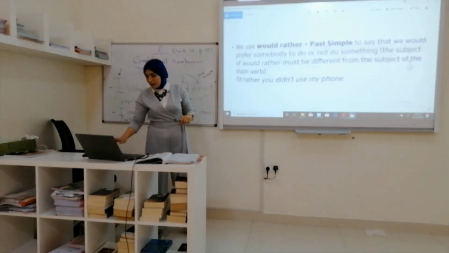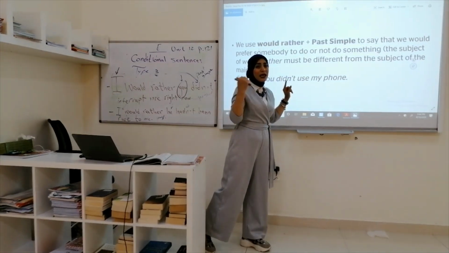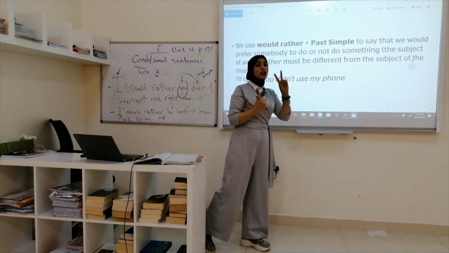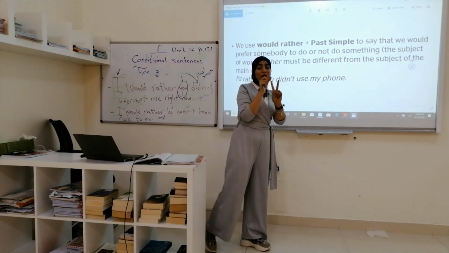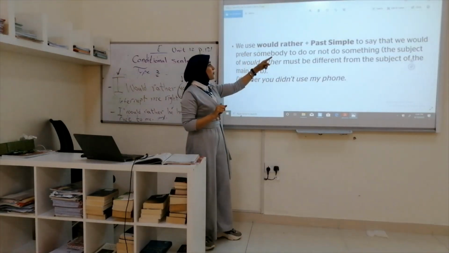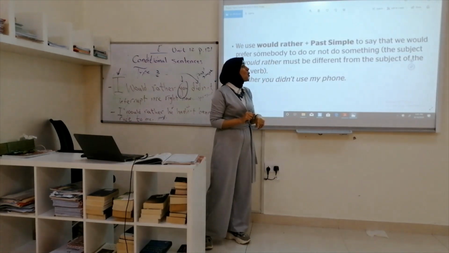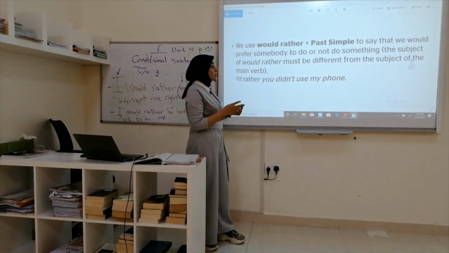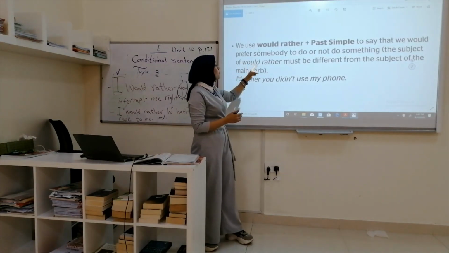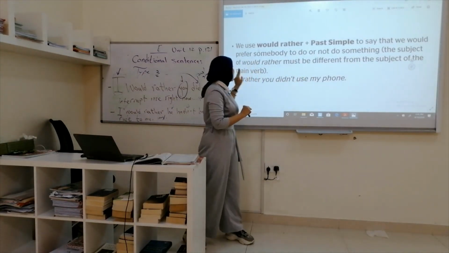Okay? We use would rather plus the past simple. See, "would rather" has two subjects: the subject of "would rather" and the subject of the verb that follows. We use "would rather" plus the past simple when we say that we would prefer somebody to do or not do something. The subject of "would rather" must be different from the subject of the second verb.